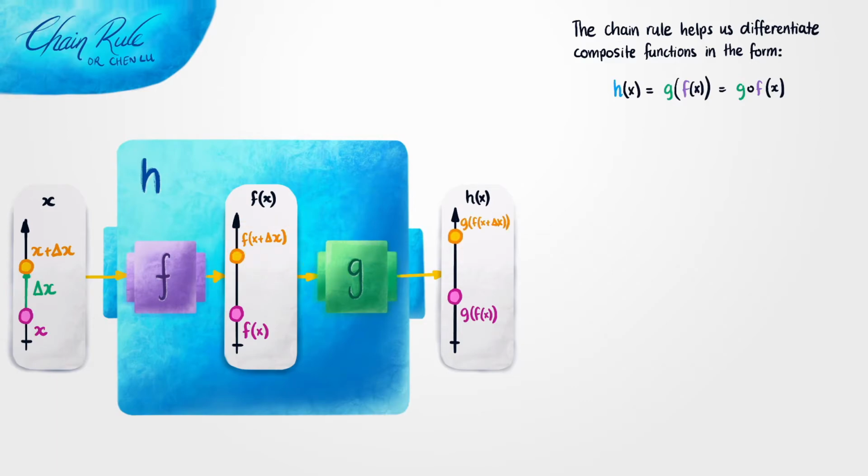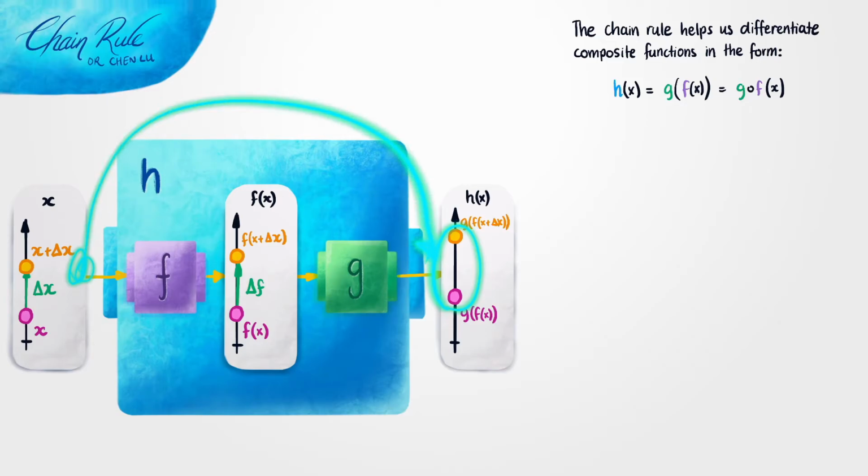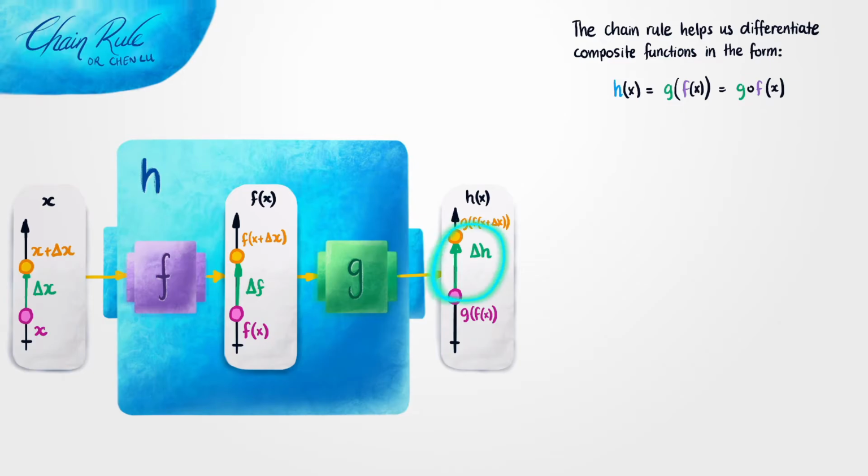Now I'd like to label the change in position on the f-axis as change in f. And I also want to label the height over here as well. As we said in the example, if we look at the change when we go from x all the way to here, then we can label this change in h. But we can also say that this change over here is what we'd get if we took this change in f and then put it through g. So we can also label this as change in g with a subscript f.